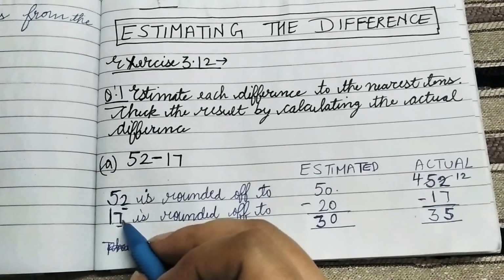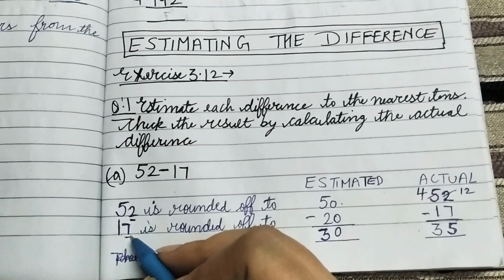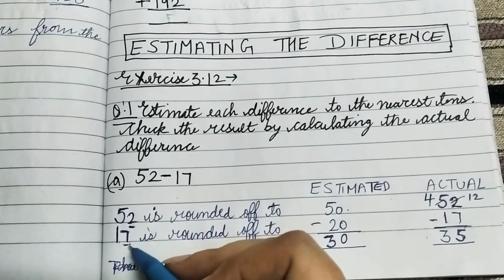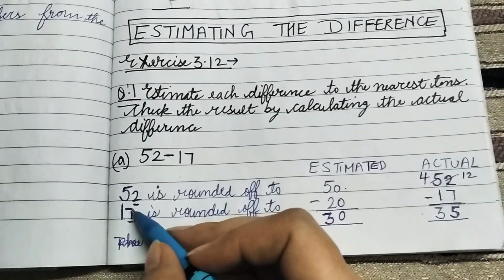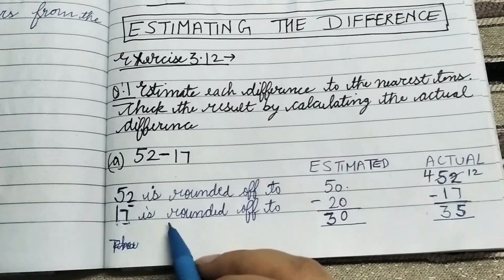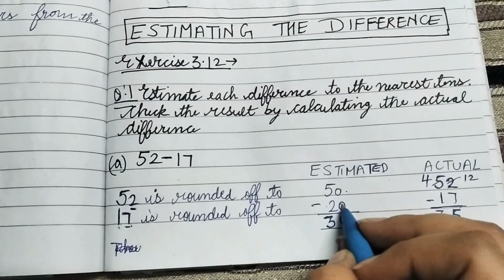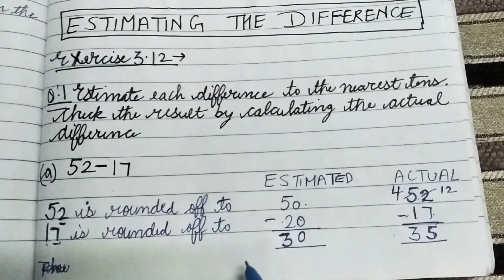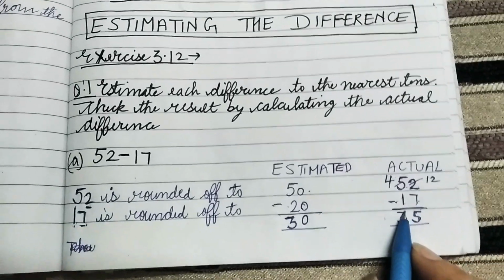17. Now in this 17 the ones place digit is 7, which is greater than 5. That means you will replace the ones place digit by 0 and you will increase the tens place digit by 1. That means 17 is rounded off to 20. Okay, actual numbers were 52 and 17. Now separately find out the difference.